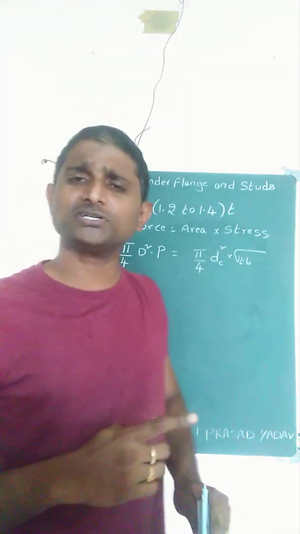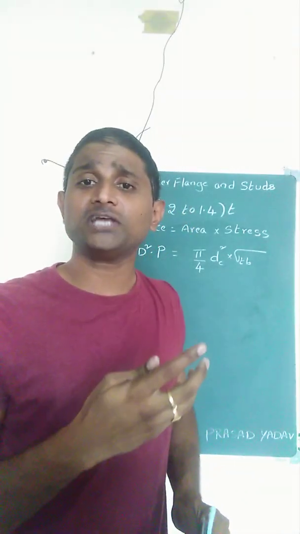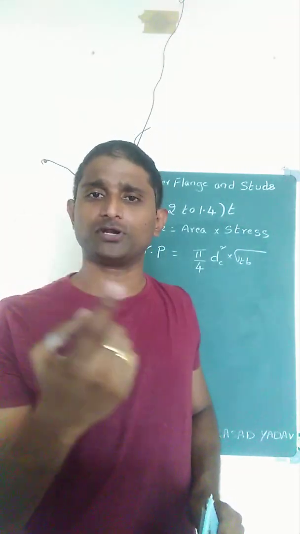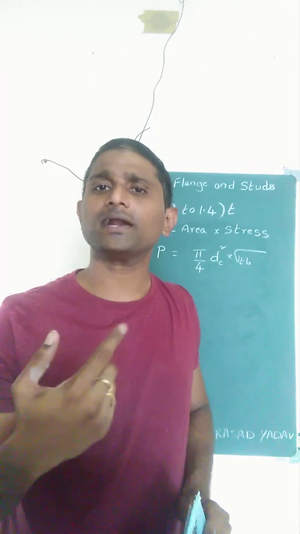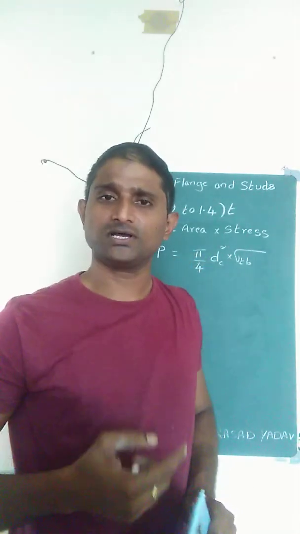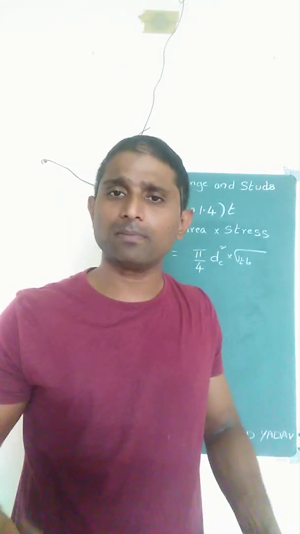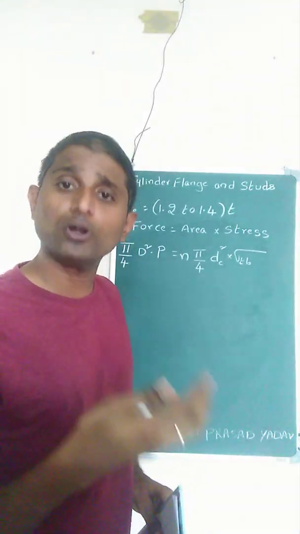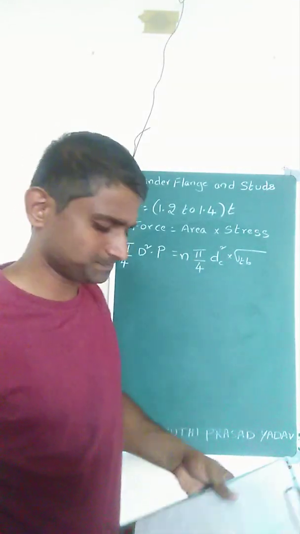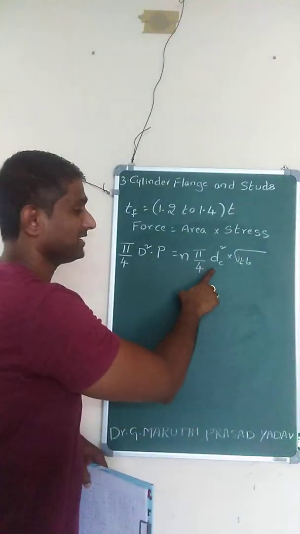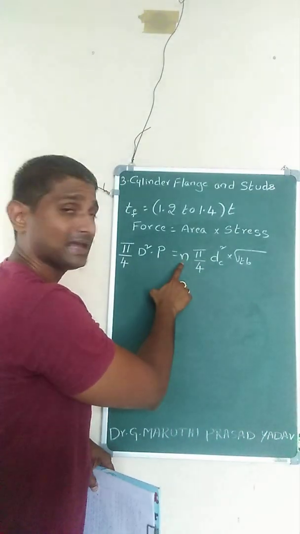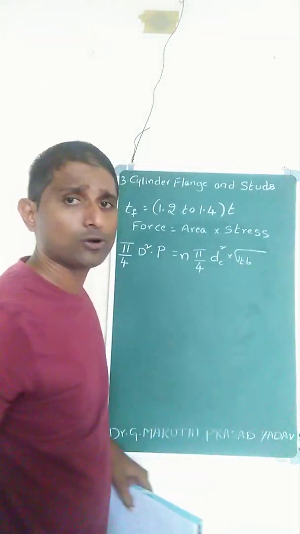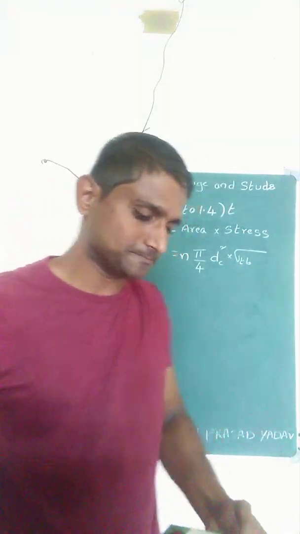But this is the cross-section area of one bolt. The force is taken up by the total number of bolts used to hold the cylinder and crankcase throughout the circumference. So there may be n number of bolts, that's why into n. All bolts together take that force. Here dc is the core diameter of the bolt in mm, n is the number of bolts, and sigma suffix Tb is the allowable tensile stress of the bolt material.